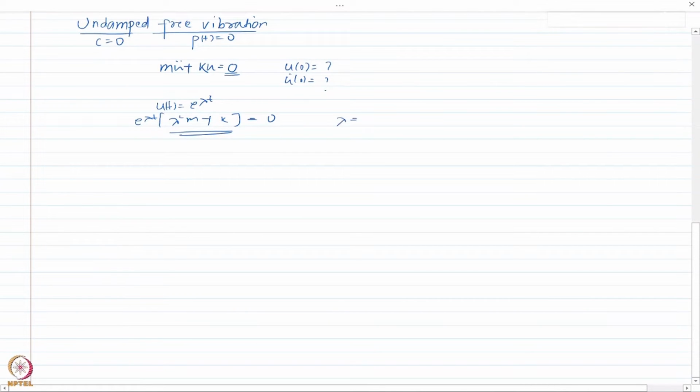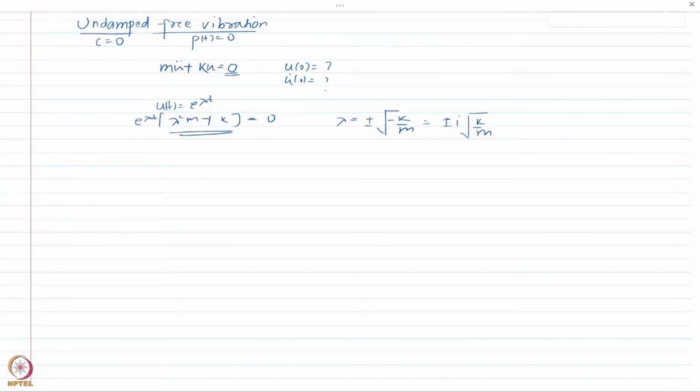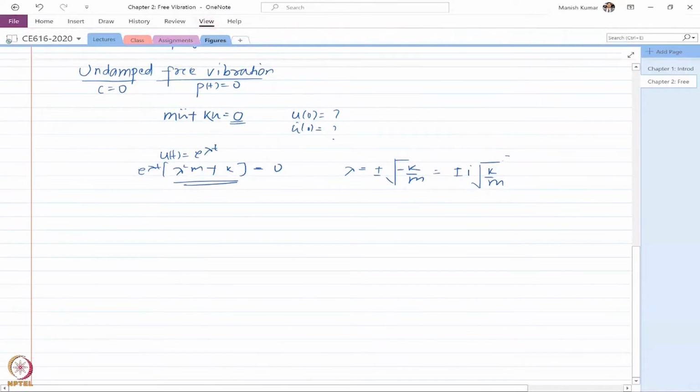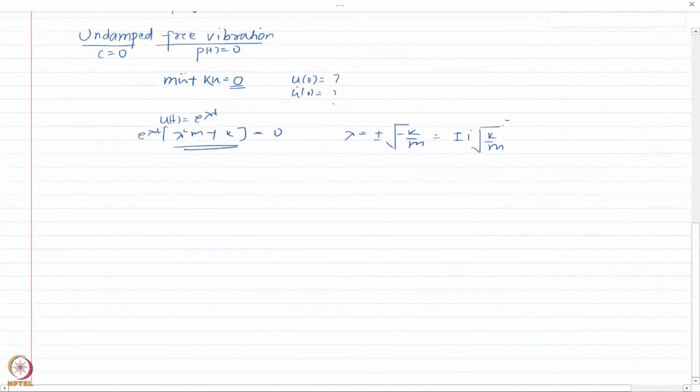So there would be two roots of this equation. This is the quadratic equation. It would be plus minus under root minus k by m, okay, which I can write as under root k by m, where I represent under root of minus 1 as the complex number i, okay, and this is nothing but i omega n, and we are going to discuss the significance of this omega n and this parameter.